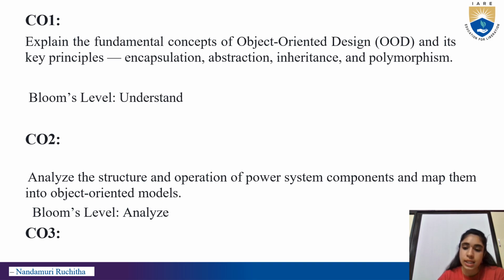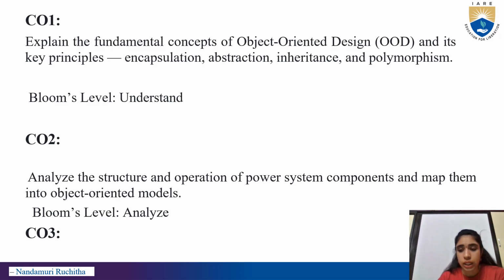What is the second course outcome? Analyze the structure and operation of power system components and map them into object-oriented models. Its Bloom level is analyze. In course outcome 1 we just have to understand the meanings of these words, but in course outcome 2, we have to analyze the models and map them.